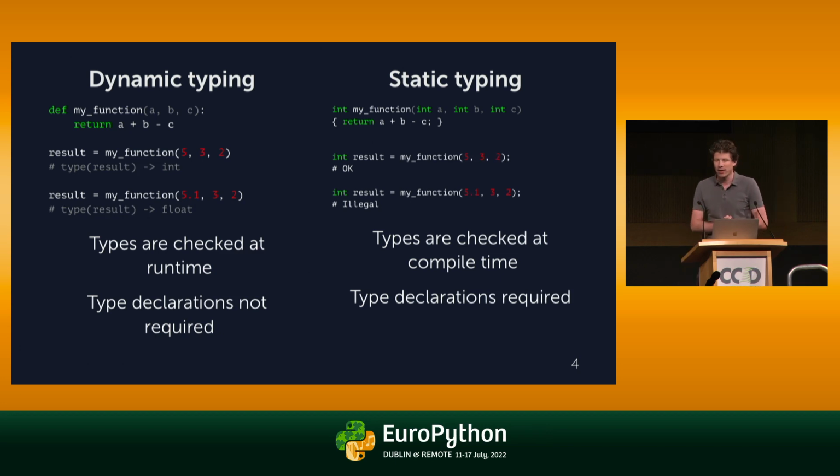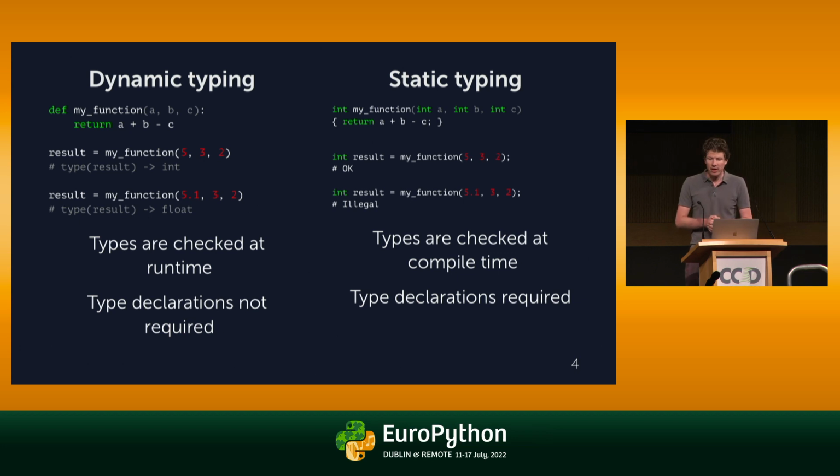Here on the left side, you see some Python code. A function, my function, and this takes 3 arguments, A, B, and C. When you call it, it does an operation on those arguments and then returns the results. The return type of this function depends on the arguments that you put in. If you put in 5, 3, and 2, you'll get an integer as output. On the other hand, if you put in 5.1, 3, and 2, you'll get a floating point number.